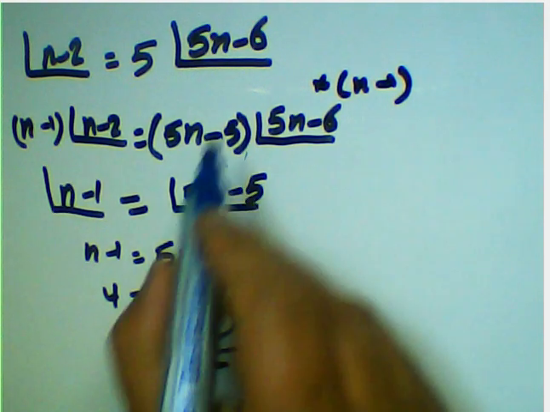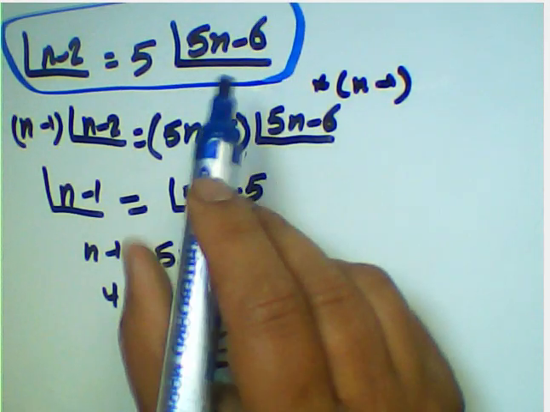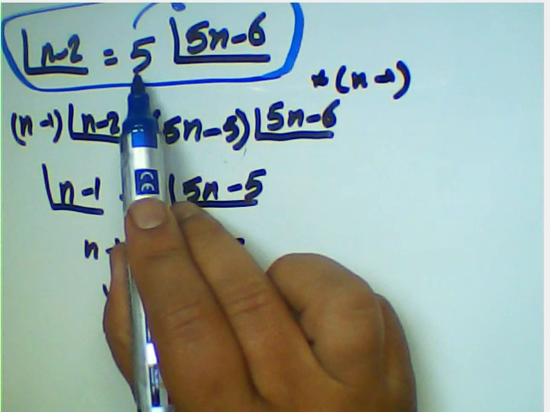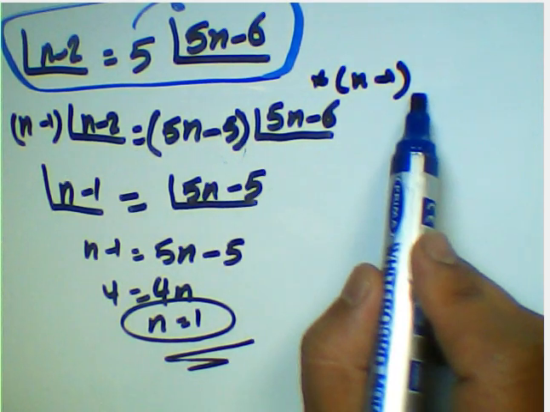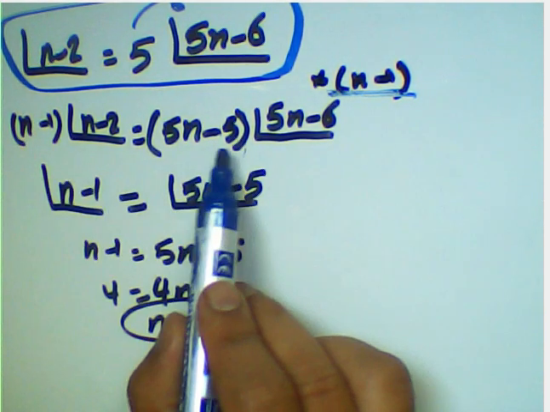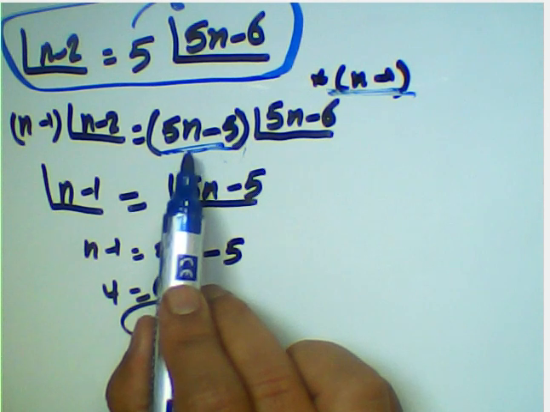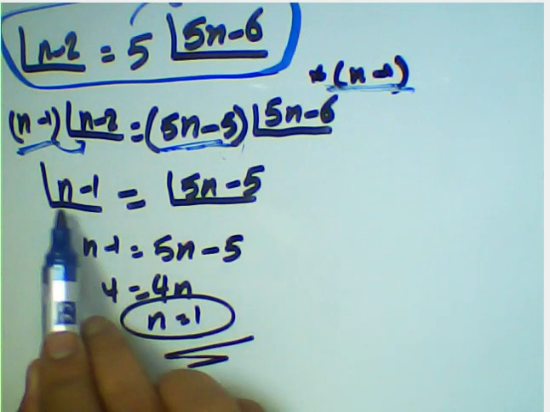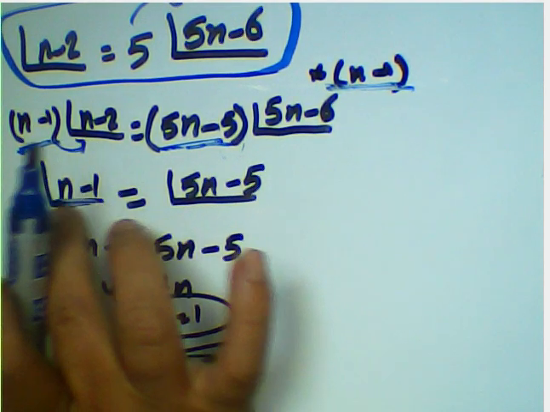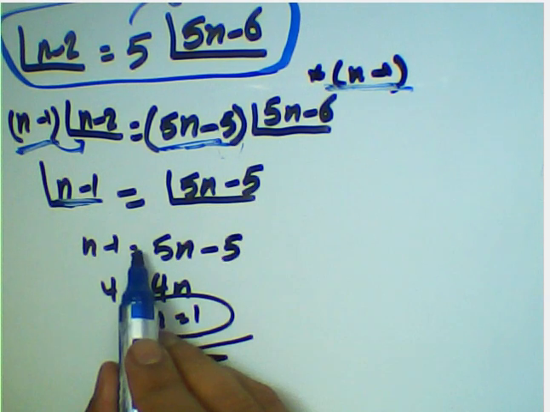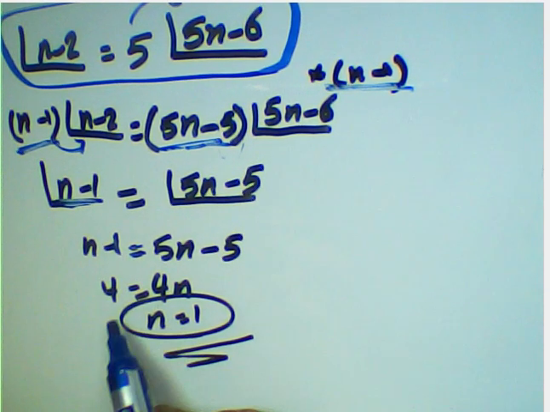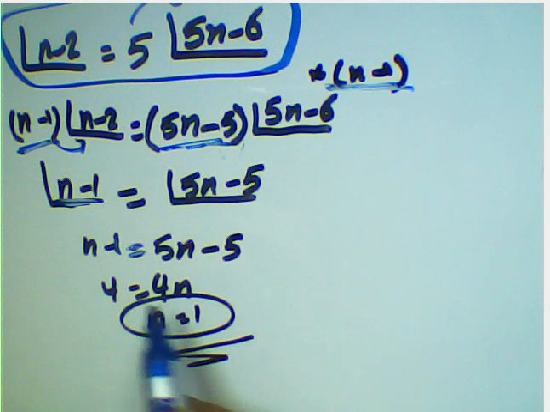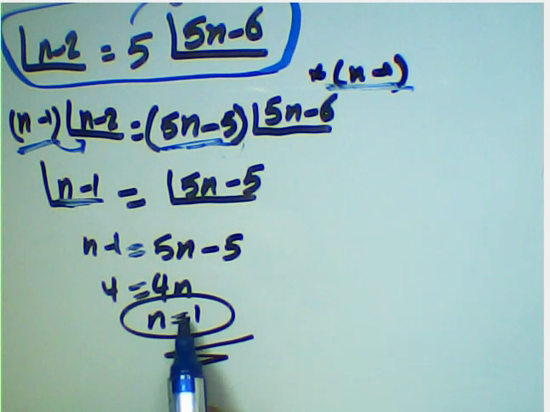We have factorial n minus 2 equal 5 multiplication factorial 5n minus 6. We must put 5 inside by converting 5 from a term to an expression, multiplying by n minus 1 on the left hand side and right hand side. It will be 5n minus 5 here, and we have n minus 1. We can write n minus 1 inside here. It will be factorial n minus 1 here, and factorial 5n minus 5. It will be n minus 1 equal 5n minus 5, then 4 equal 4n, then n will be equal 1.